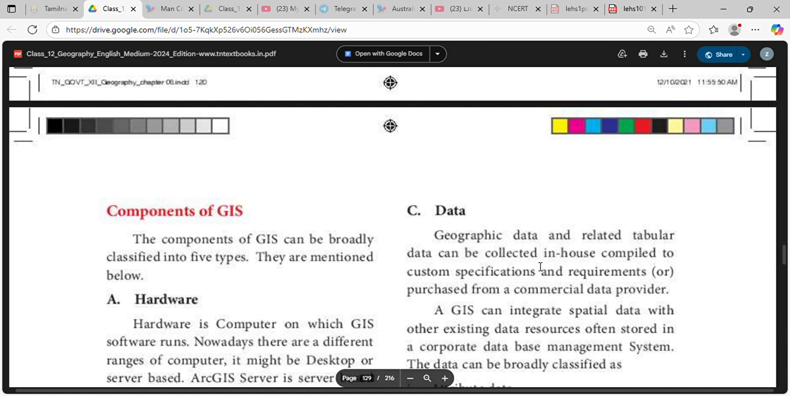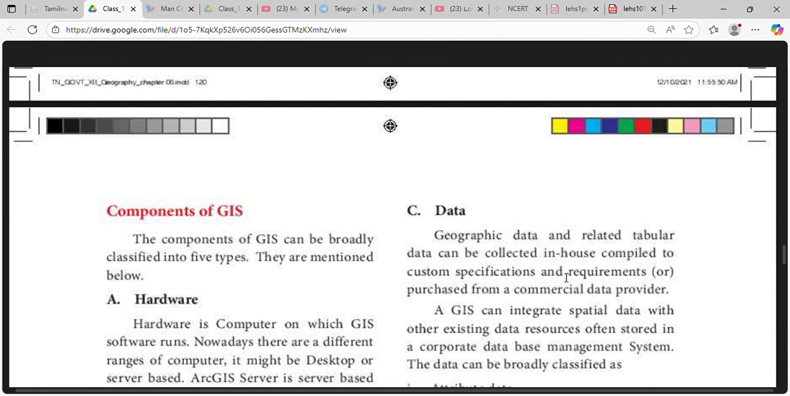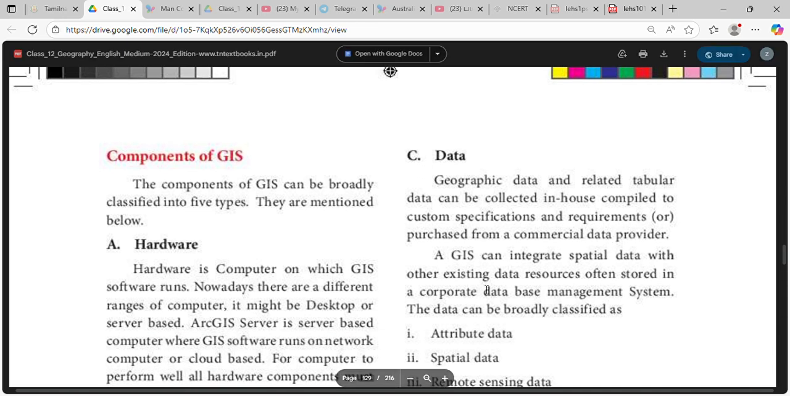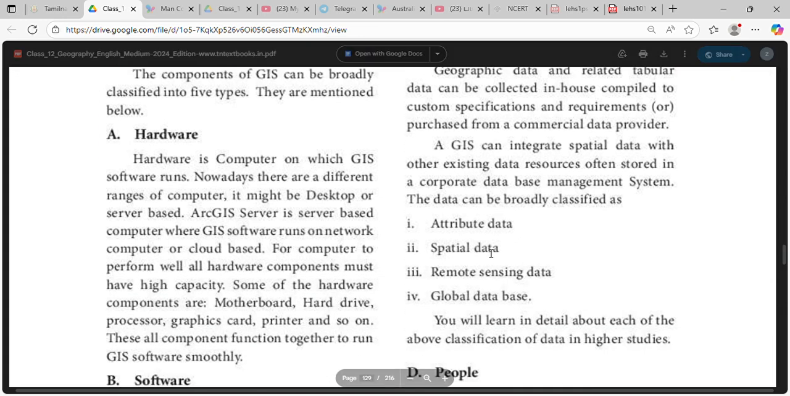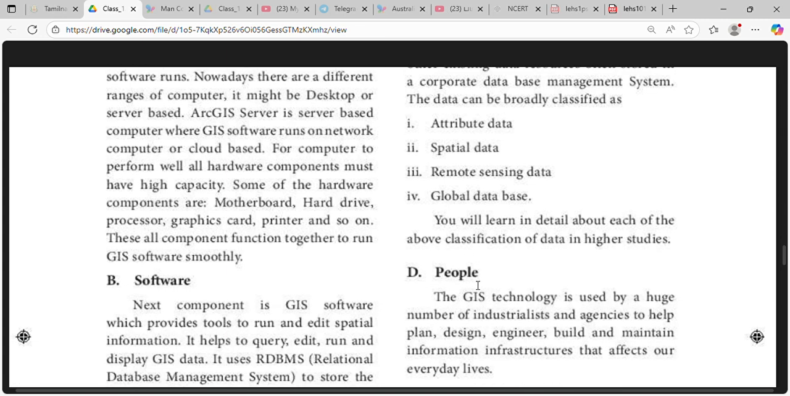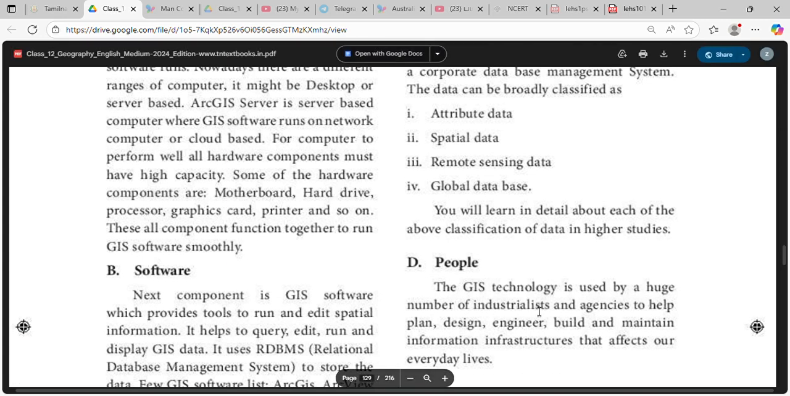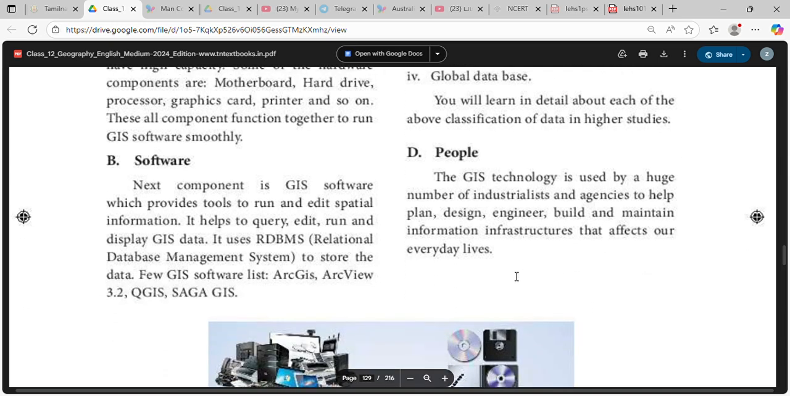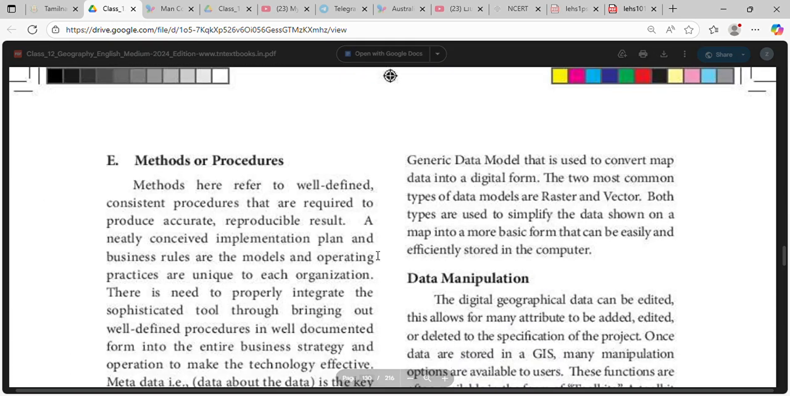Data: geographic data and related tabular data can be collected in-house to custom specifications and requirements, or purchased from a commercial data provider. A GIS can integrate spatial data with other existing data resources often stored in a corporate database management system. The data can be classified as attribute data, spatial data, remote sensing data, global database. GIS technology is used by a huge number of industrialists and agencies to help plan, design, engineer, build and maintain information infrastructures that affect our everyday lives.